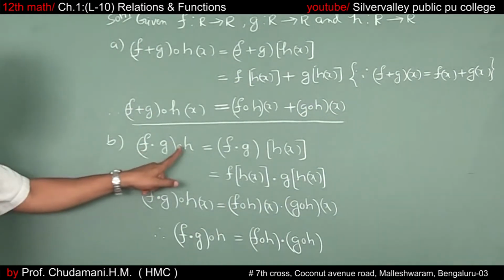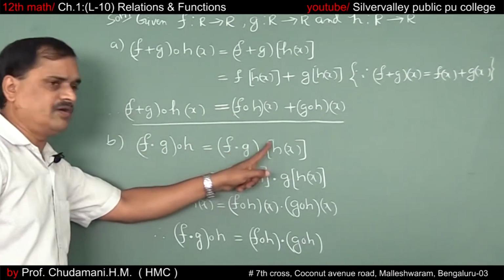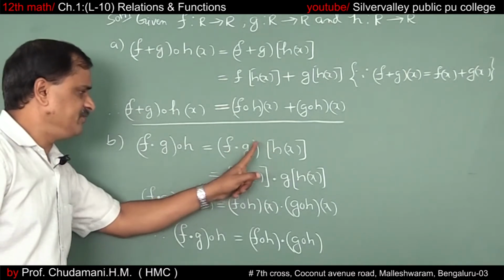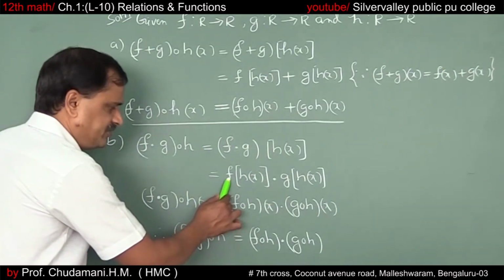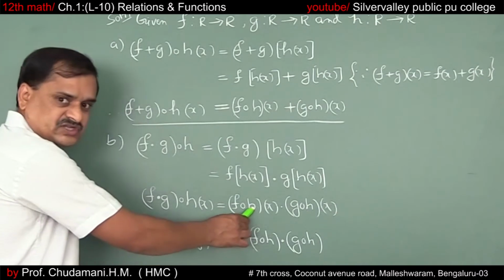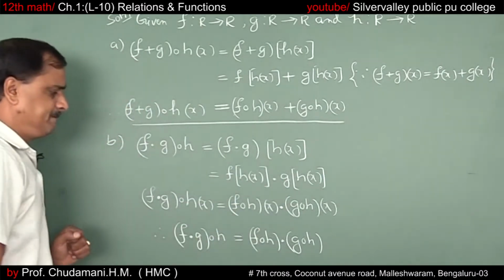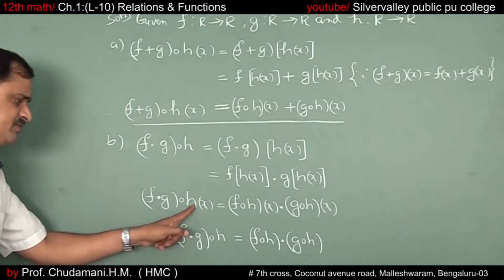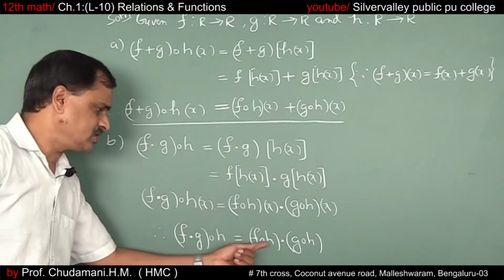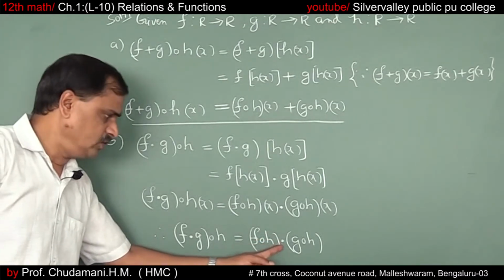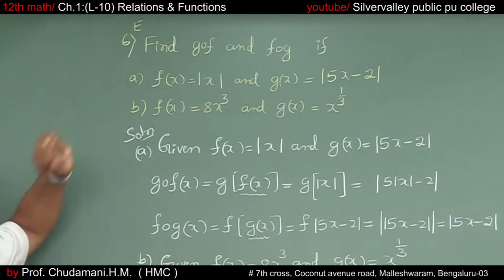And the second case, the composition of h and (f into g) is equal to (f into g) of h of x. This is f of h of x into g of h of x. f of h of x can be written as the composition of h and f into the composition of h and g. So therefore the composition of h and (f into g) is equal to the composition of h and f into the composition of h and g.